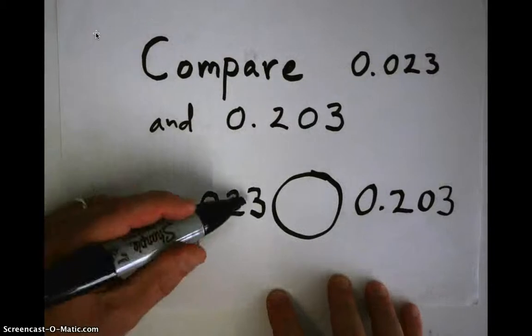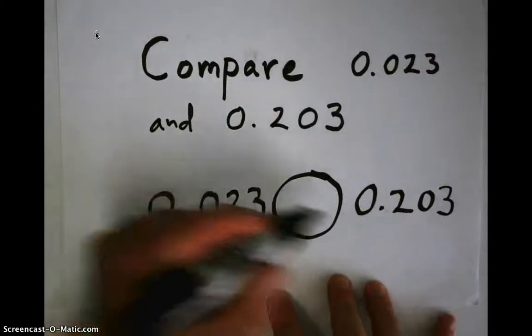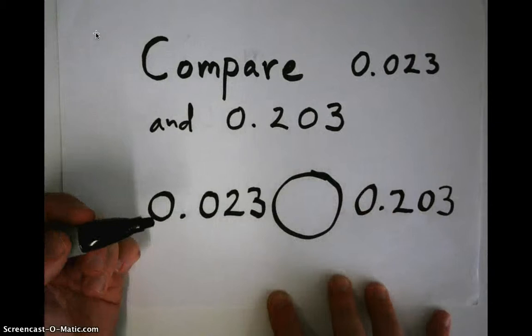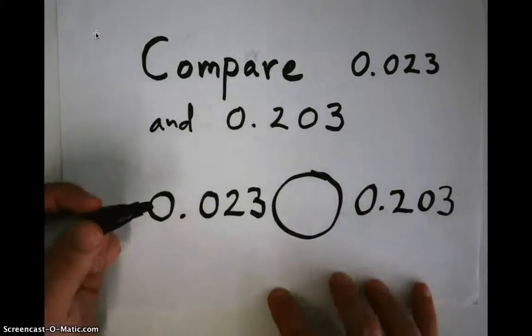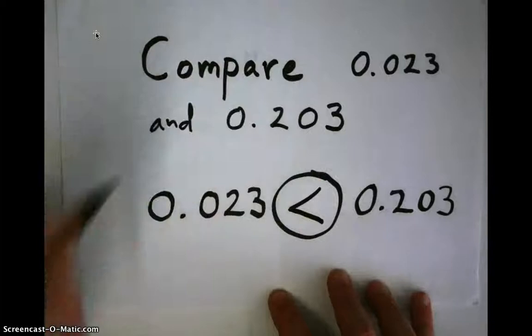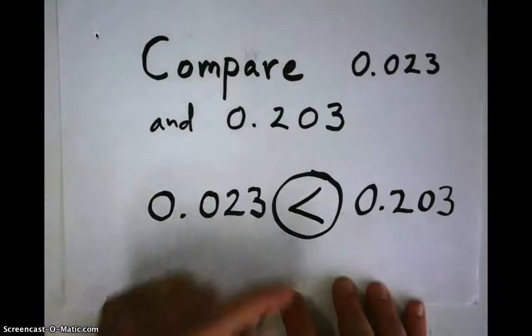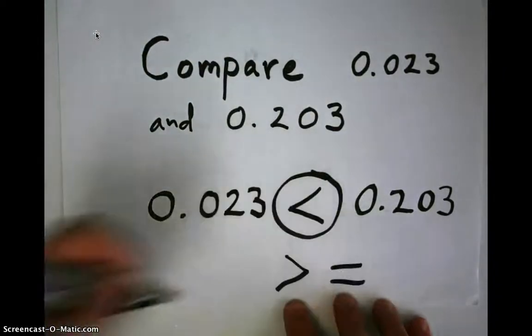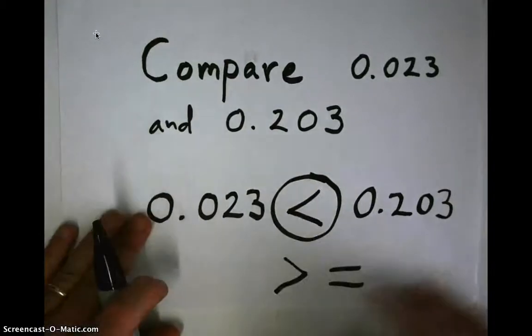Well, here I've got 23 thousandths. Here I've got 203 thousandths. Okay, same, they go out to the same place. So this is less than. Remember, we've got three symbols: less than, greater than, or equal to. All right, so let's try another one.